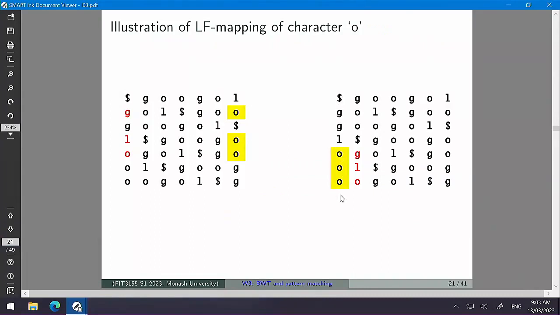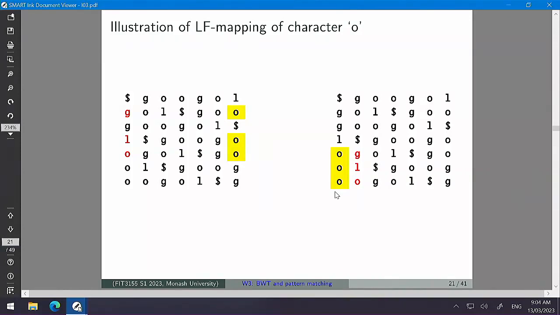Look at the first column here. What are the letters you see? $, G, L, and O. There are one or more of each of them, right? You see a $, unique. You see a G, you see an L, you see an O. Do you automatically know what order they appear? Obviously, $ is less than G, is less than L, is less than O. Yeah?